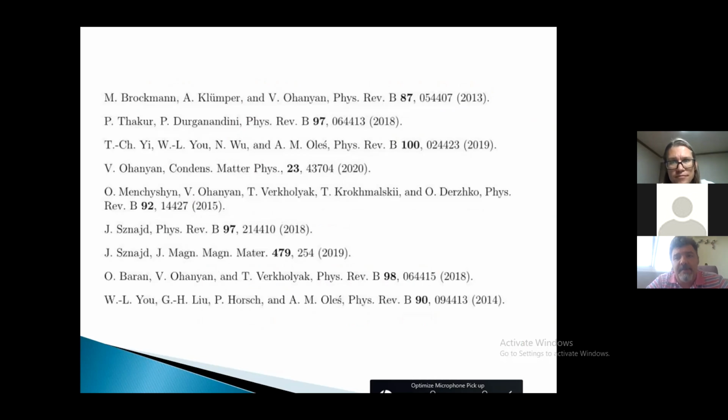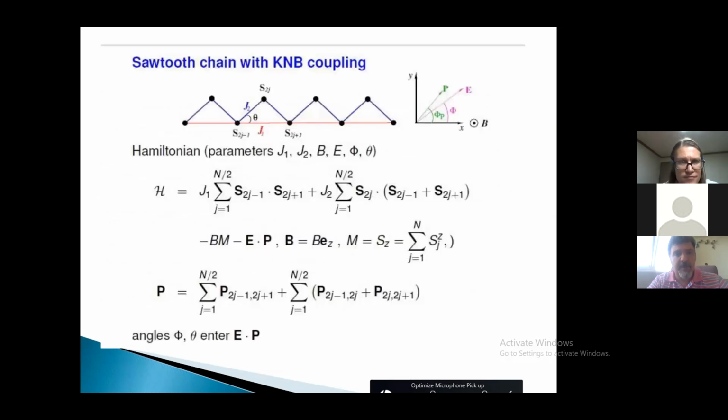I have to mention that recently the KNB mechanism became very popular because there is a series of very interesting one-dimensional models with KNB mechanisms which can be solved exactly. And here you can see some recent publications on this topic.